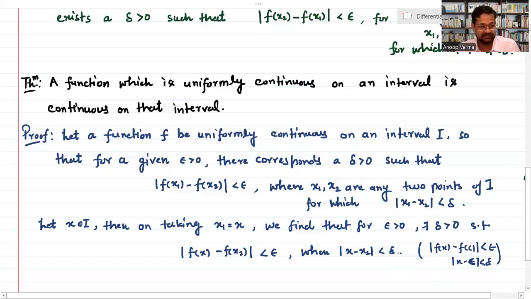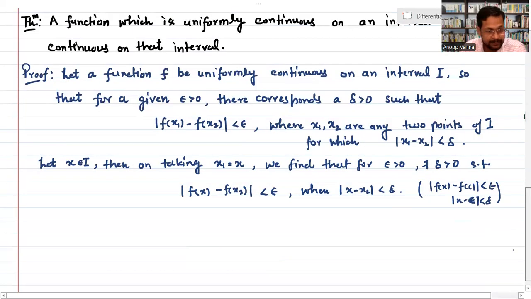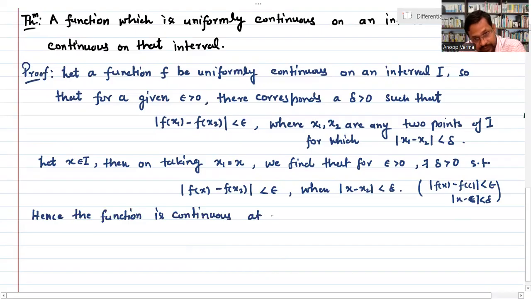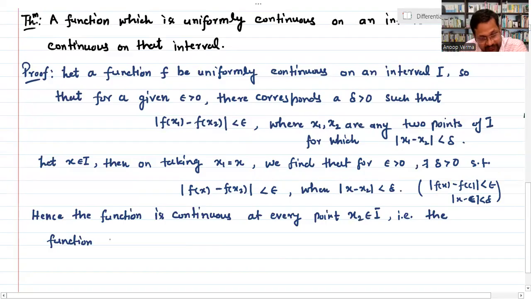So if this condition is fulfilled, you can easily say, hence, this function is continuous at every point x2 which is from R. Because it is continuous at every point, you can say the function f is continuous on R.